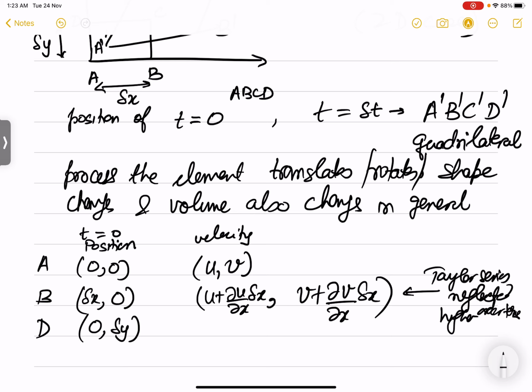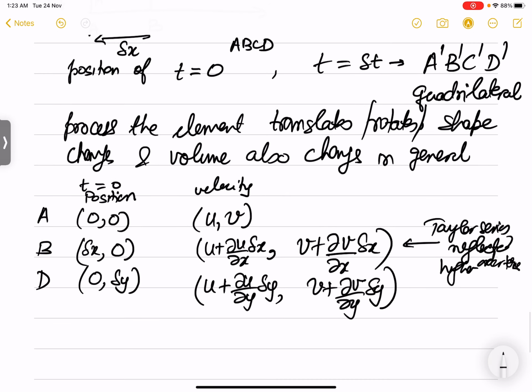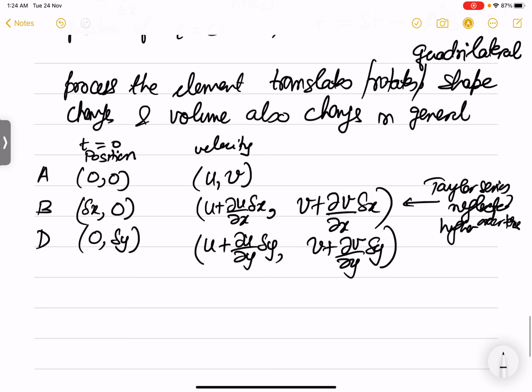Similarly, when I go to point D, the velocity there, the x component will be u plus partial u by partial y delta y, and the y component v plus partial v by partial y delta y. So this is the velocity at point D. This is all in terms of a Taylor series.